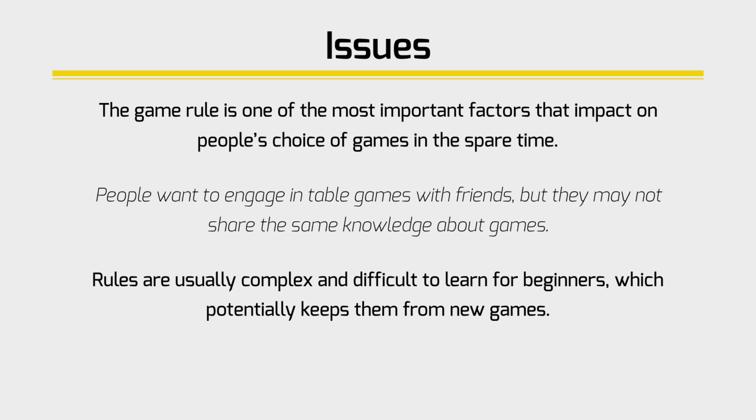So, we conclude some common issues of table games. Specifically, the game rules are one of the most important factors that impact people's choice of games. What's more, people want to engage in table games with friends, but they may not share the same knowledge about games. Moreover, rules are usually complex and difficult to learn for beginners, which potentially keeps them from new games.